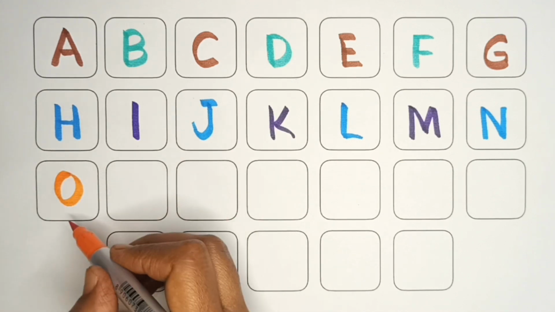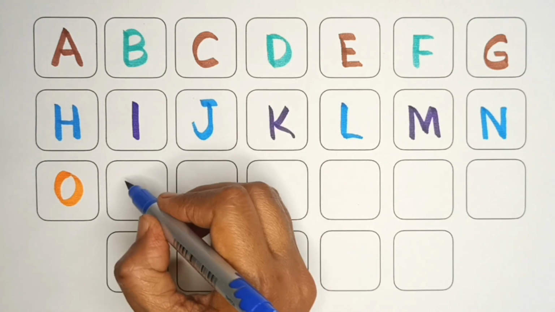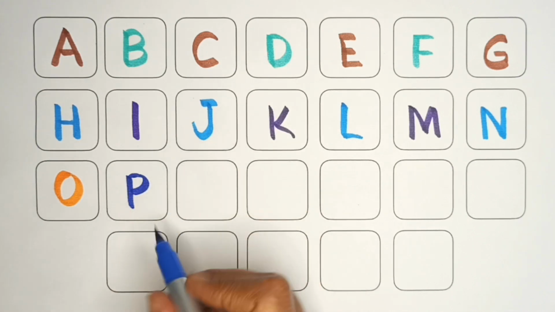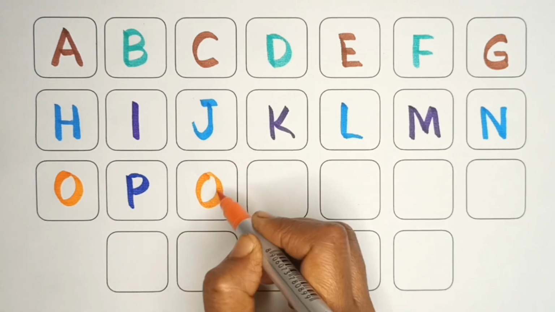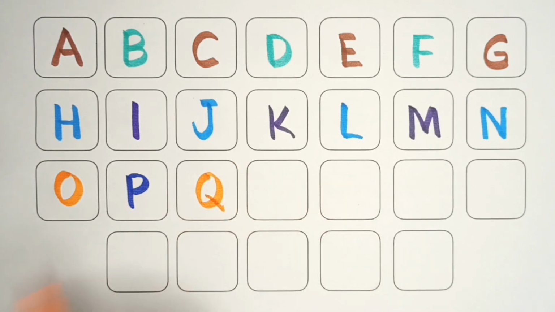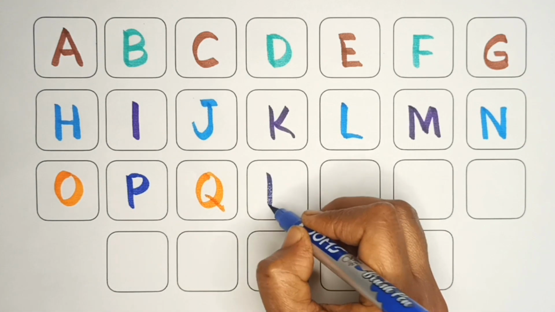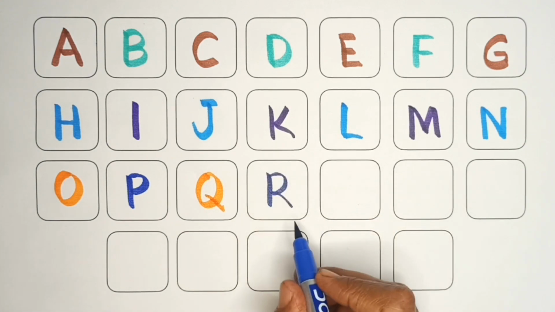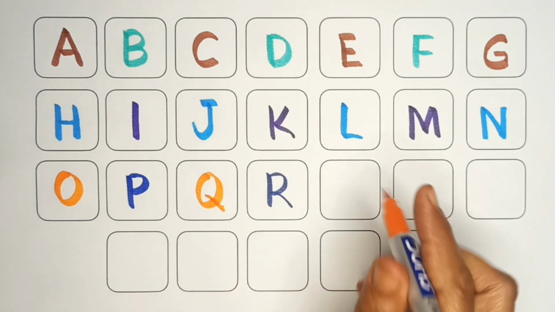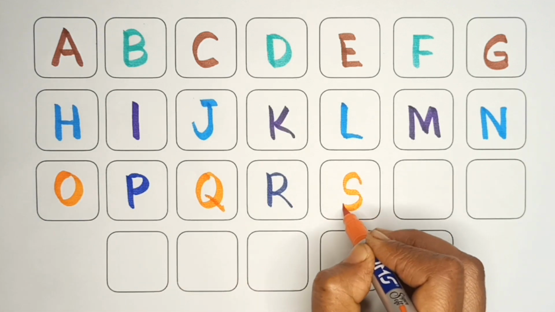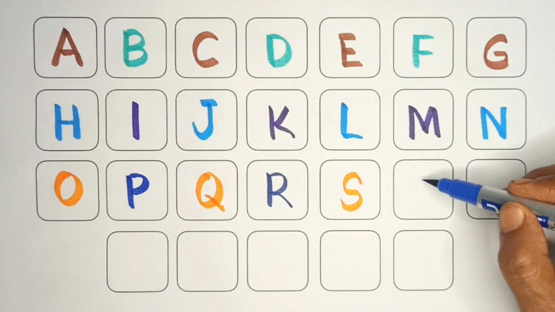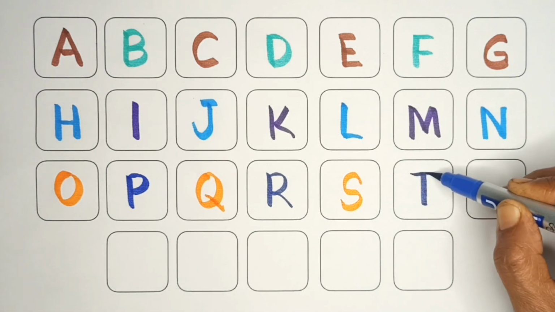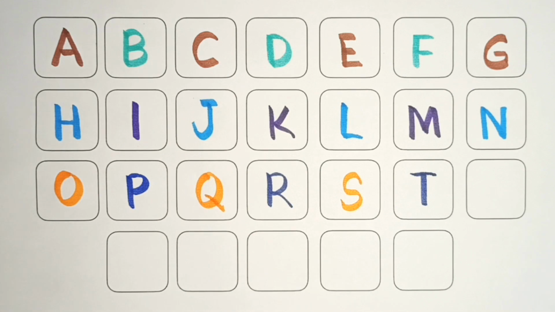O for orange. P for parrot. Q for queen. R for rabbit. S for shape. T for tree.